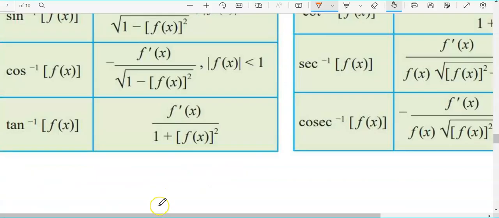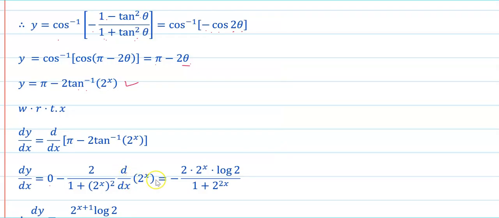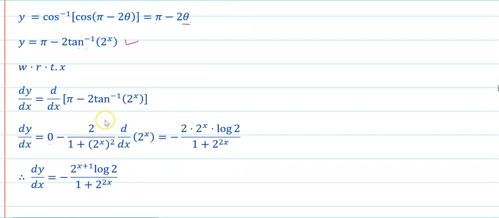Just now we saw here that the derivative of tan inverse of f of x is f dash of x upon 1 plus f of x whole square. Similarly here, its derivative is minus 2 into 1 upon 1 plus 2 raised to x whole square into d/dx of 2 raised to x. This is 2 into 1, so it becomes 2 upon 1 plus 2 raised to x whole square into d/dx of 2 raised to x. What is the derivative of 2 raised to x? That is 2 raised to x into log of 2.